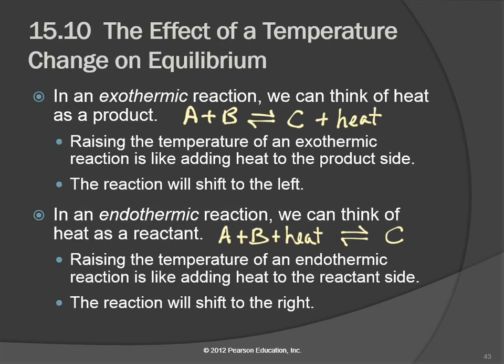This idea is used in industry because in industry, if you're doing a chemical reaction to make a product, you want as much product as possible to form from your reactants. And so by controlling the temperature of the reaction, you can shift the equilibrium to do what's good for you, which is to make more product.